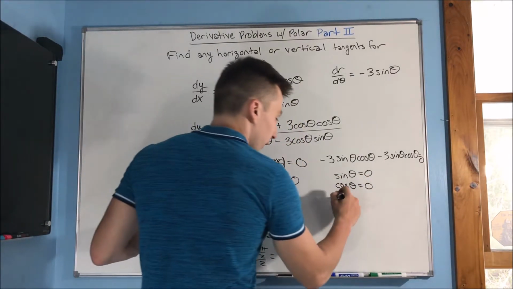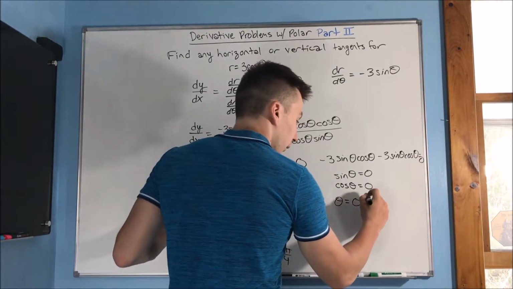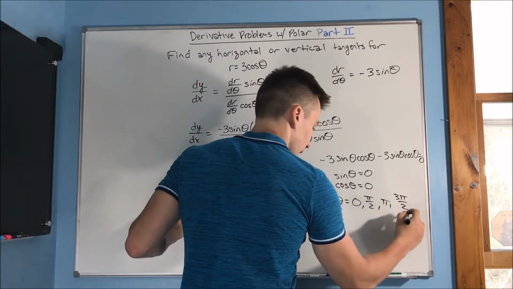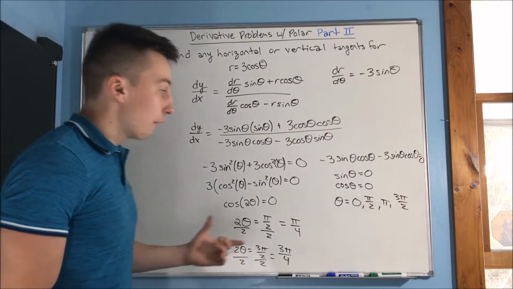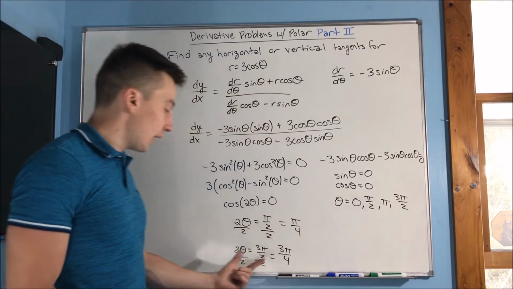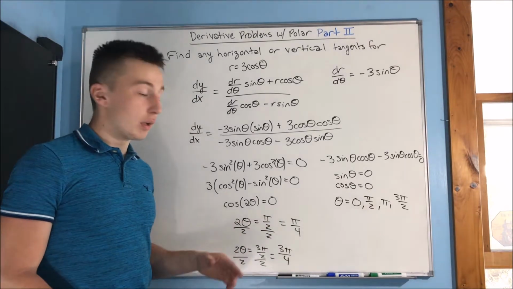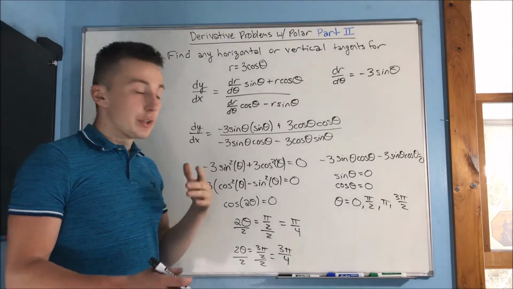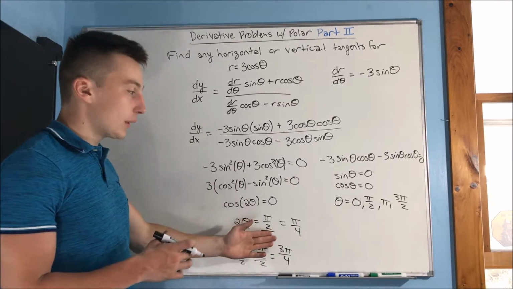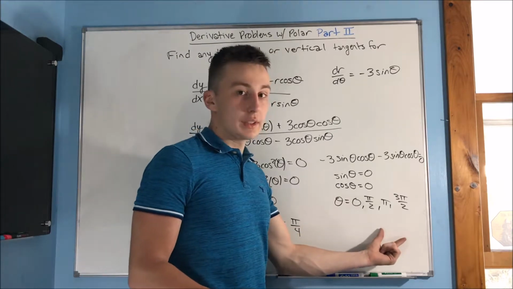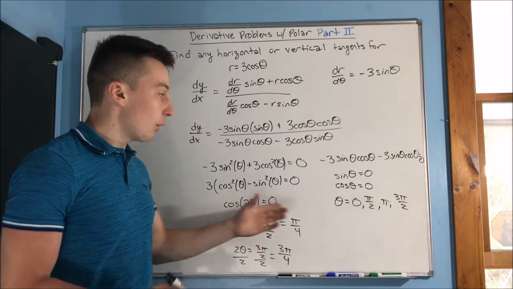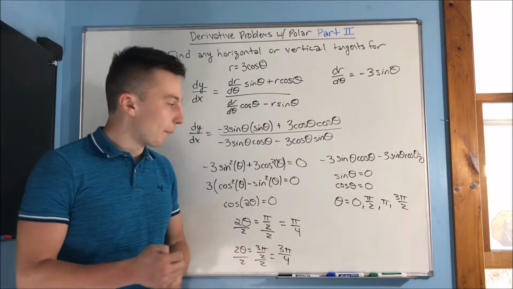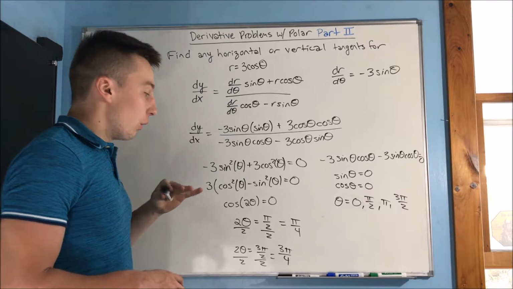And those angles are just going to be 0, pi over 2, pi, and 3 pi over 2. So now you have 4 different angles, and none of these are the same as the pi over 4 and 3 pi over 4 for our horizontal tangents, where our numerator is 0. So we know that these are going to be horizontal tangents, and these are going to be vertical tangents. If there were copies, then we would need to do some other stuff, which you'll see probably in the next video.